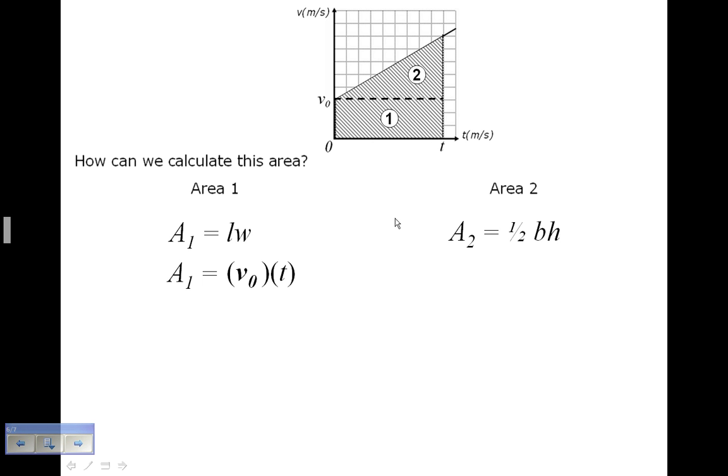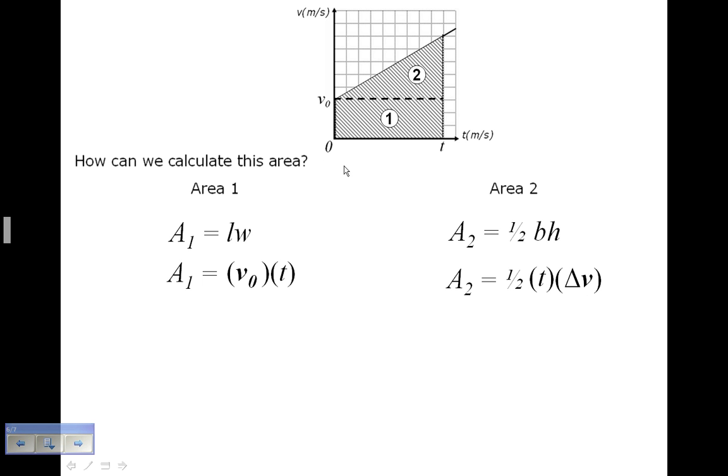Looking at area 2, we've got a triangle, right? So remember from your geometry class that the area of a triangle is 1/2 the base times the height. The base would be this side of the triangle, and notice that the length of that side is from 0 to t, or just simply t. The height is a little bit trickier to analyze. I'm going to suggest that the height could be represented by delta v.